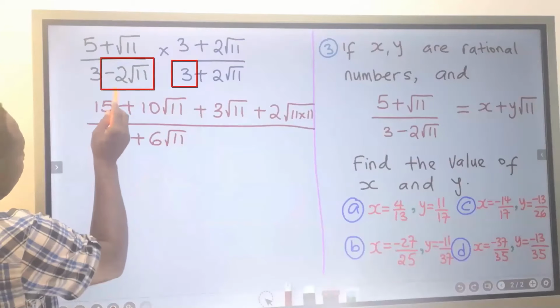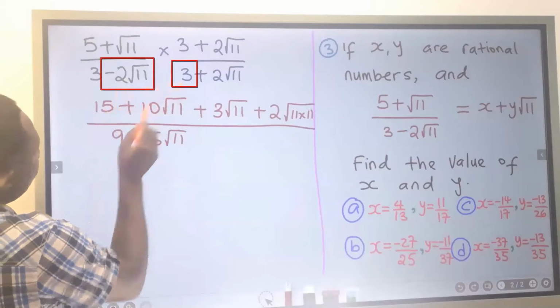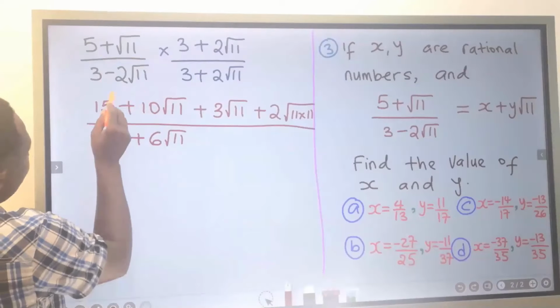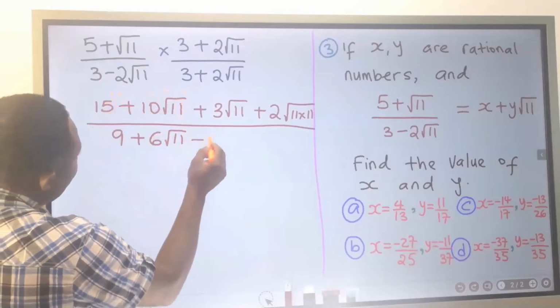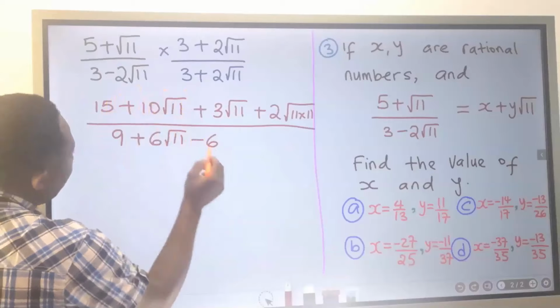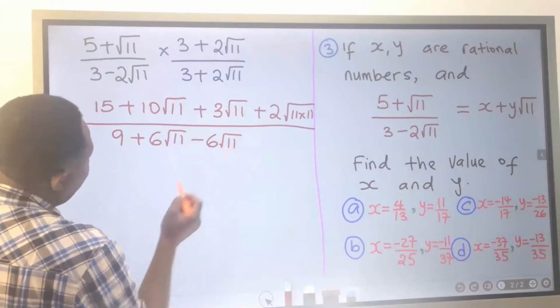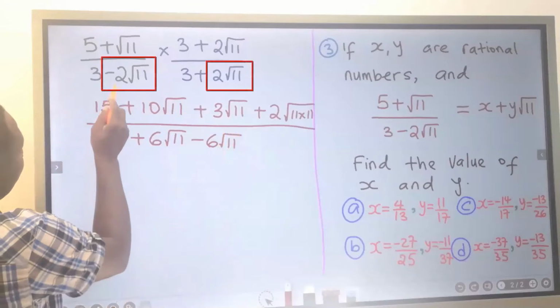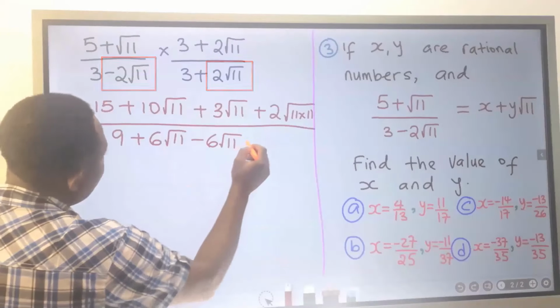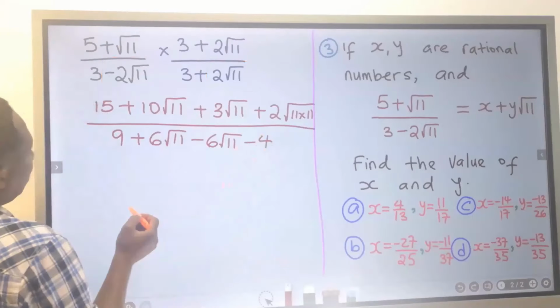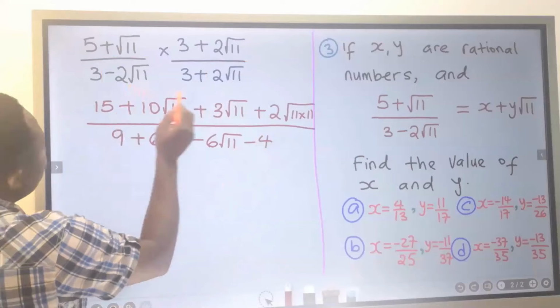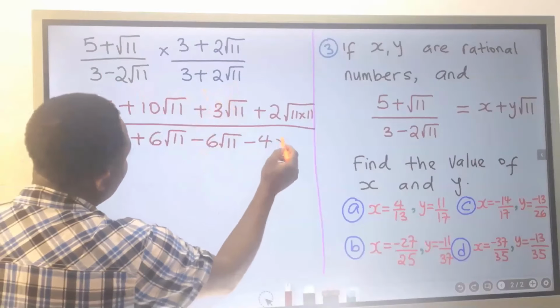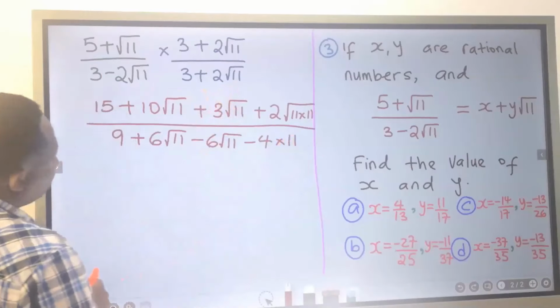Next, minus 2 root 11 will multiply by 3. Minus 2 times 3 will give you minus 6. And here we have root 11. Next, minus 2 times 2 will give you minus 4. And root 11 times root 11 will return only 11.